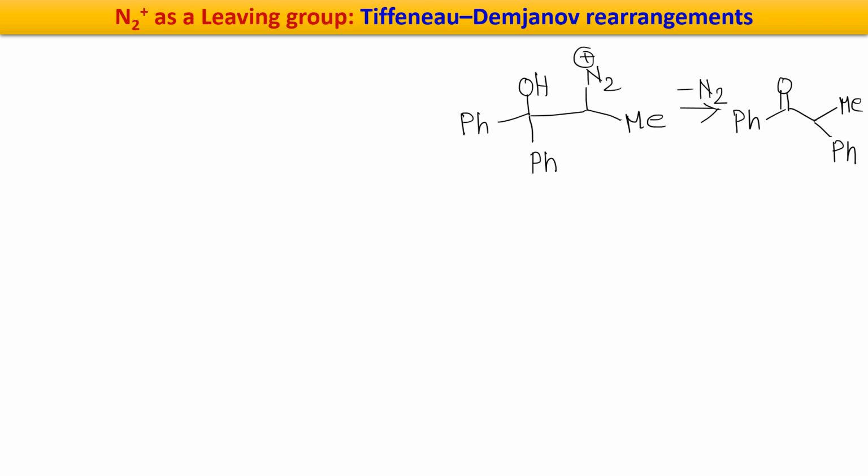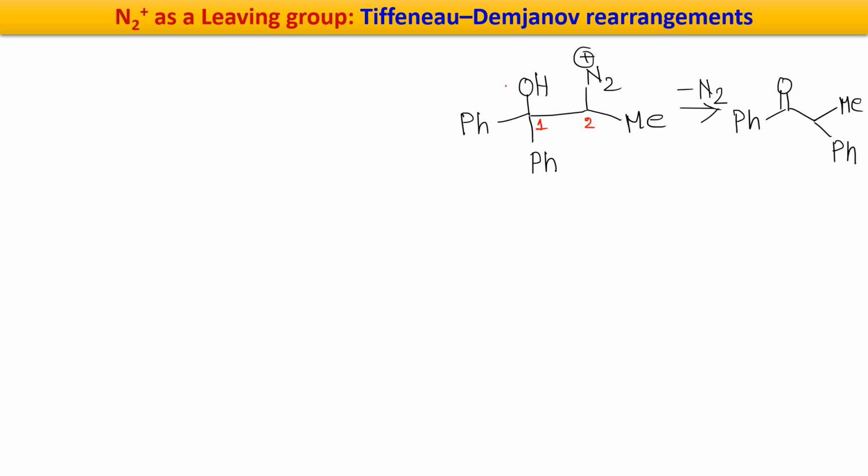Next is N2 plus as a leaving group. Now this reaction is also known by this name reaction, Tiffeneau-Demjanov rearrangement. Now look at this molecule. Here we have taken 1 position, 2 position, but instead of a 1,2 diol, now at 2 position we have a good leaving group which is N2 plus. Now this molecule you cannot get directly, obviously you have to make this compound, but before that just focus on this part because that is our main topic of discussion.